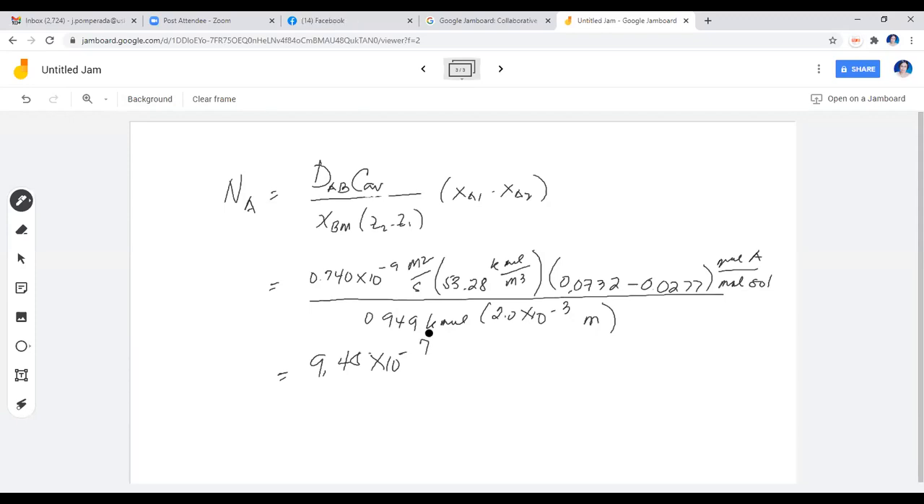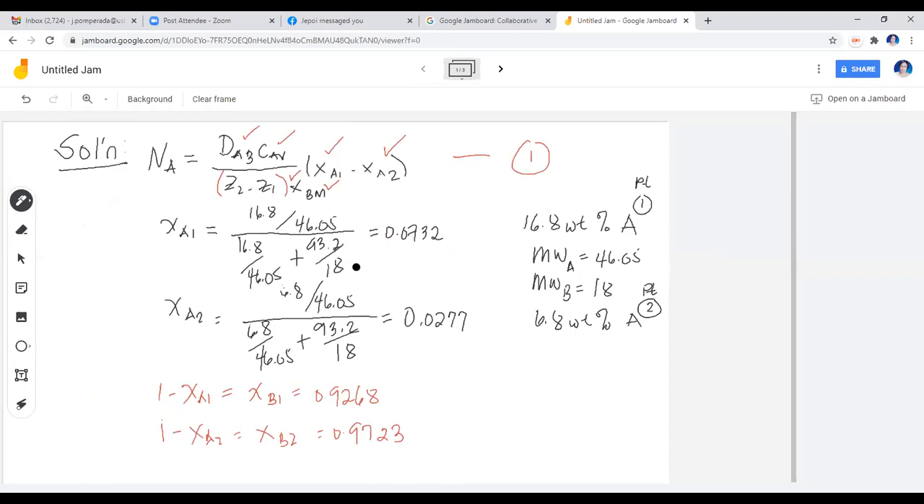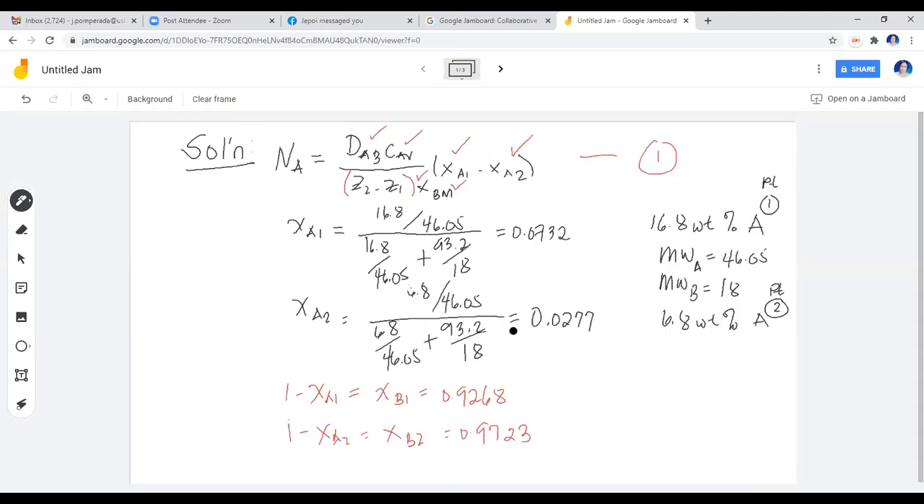I think the difference here is the answer that is given in the book for the molar concentration here. Maybe I got it wrong here. My answer is 53, while in the book, it's just 50. So 972 divided by, wait, why is this 20? The M1 is 20. So 100 divided by moles of A plus moles of B. Wait, class, I did not get it correctly.